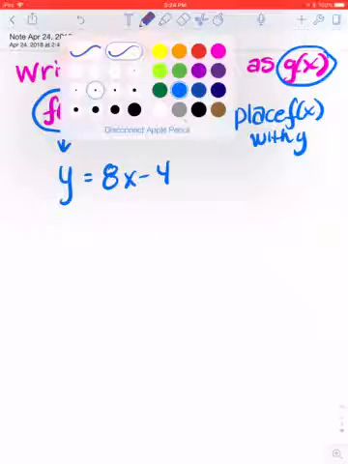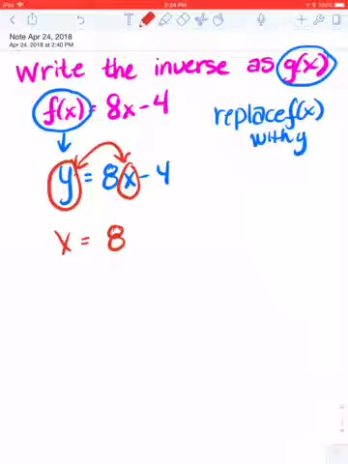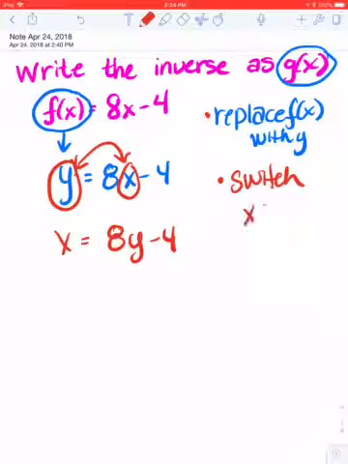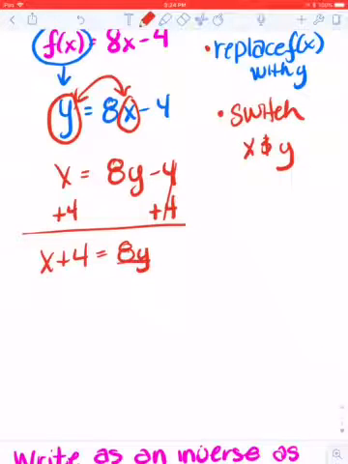Then the next step, we're going to take our x and y and we're going to switch them. So it's x equals 8y minus 4. Now I've got to put it back in y equals form. So I'm going to start by adding 4. And then my last step would be to divide by 8.